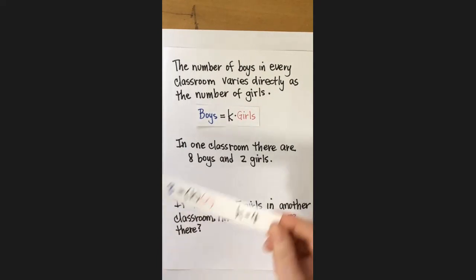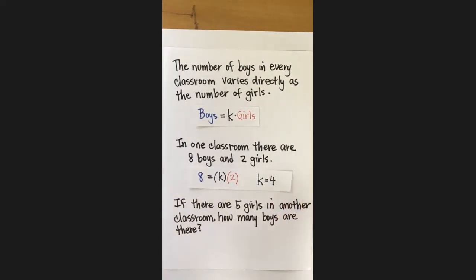And then you use the information from the second statement to get your constant of proportionality. In one classroom, there are 8 boys and 2 girls, which gives us a constant of proportionality, K, equal to 4. If there are 5 girls in another classroom, how many boys are there? We go back to the proportion that we set up in the beginning. We're looking for the number of boys. Now we have the constant of proportionality, and we're given a number of girls. And so we see that the final answer is that there will be 20 boys.